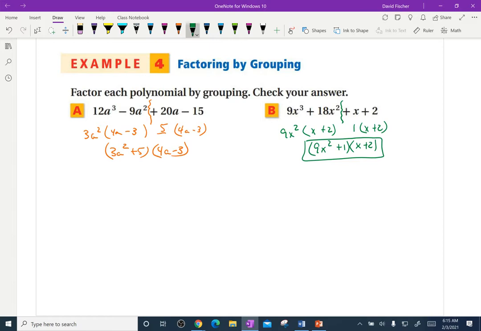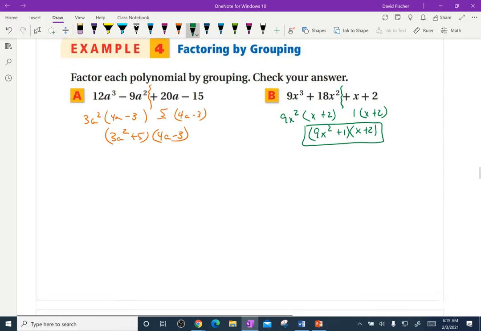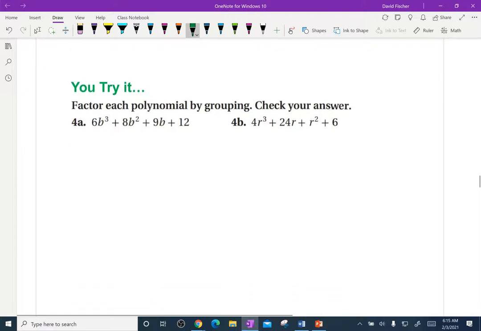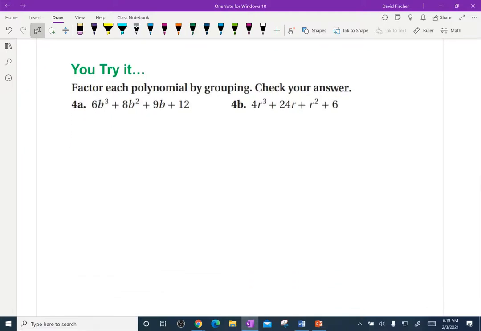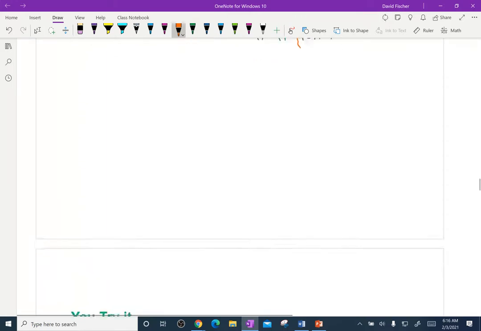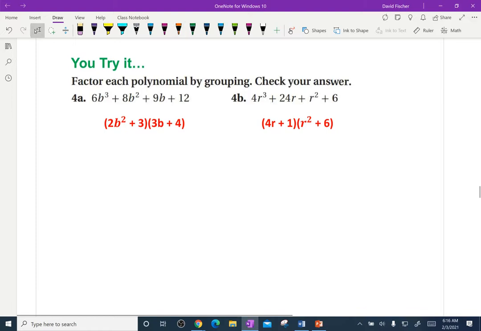All right, so we have already kind of done this with that way Joe showed me, okay? Factor each polynomial by grouping. Check your answer. So here are the 3 triads. Now notice this one's in order, but this one's not. So before you factor it, put it in order. We got 4r to the third plus r squared plus 24r plus 6. Now, down the middle, factor out your stuff, okay? Order matters. Okay, let's see how you did. I got 2b squared plus 3 and 3b plus 4.